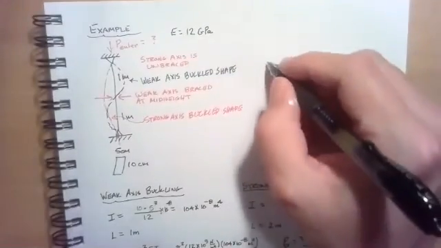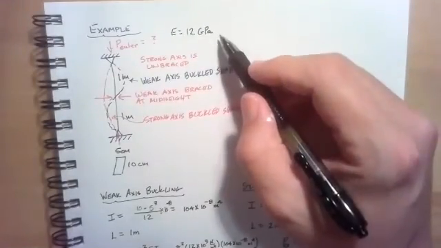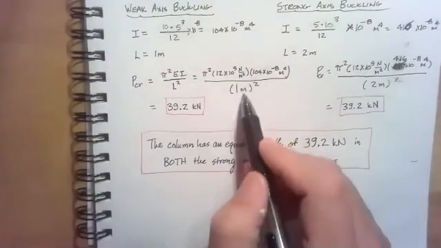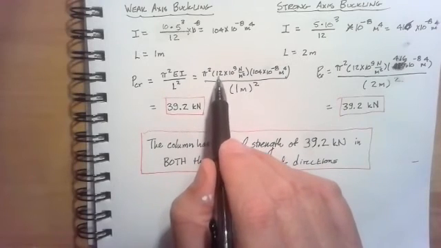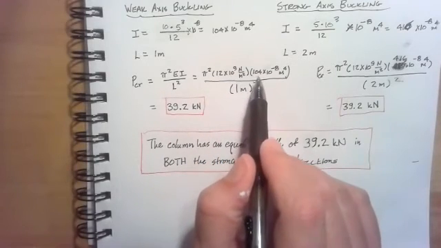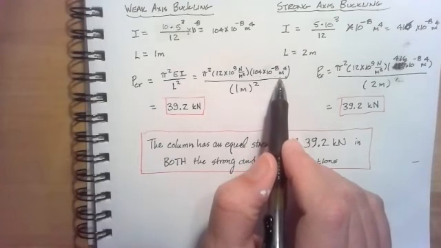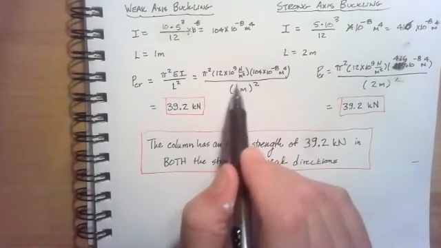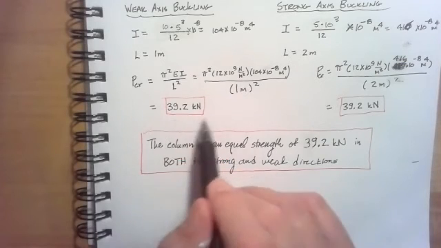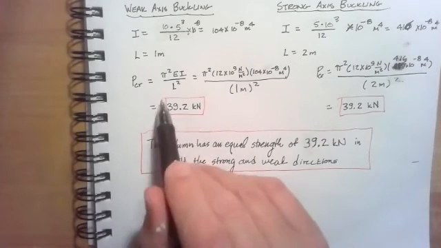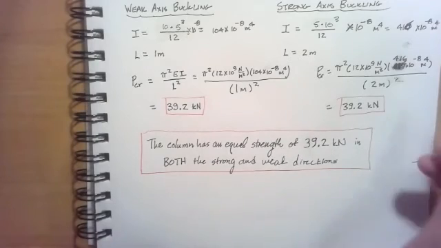Well, I didn't tell you this up front, but I will tell you this now. E is equal to 12 gigapascals for the column. So when I apply the Euler buckling formula, it's pi squared times 12 times 10 to the 9th newtons per meter squared times 104 times 10 to the negative 8th meters to the 4th divided by 1 meter squared. That gives me a Euler buckling load of 39.2 kilonewtons.